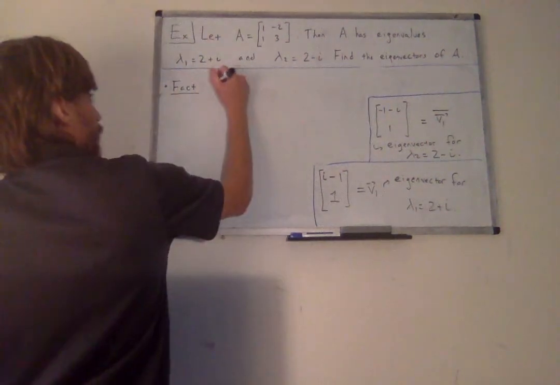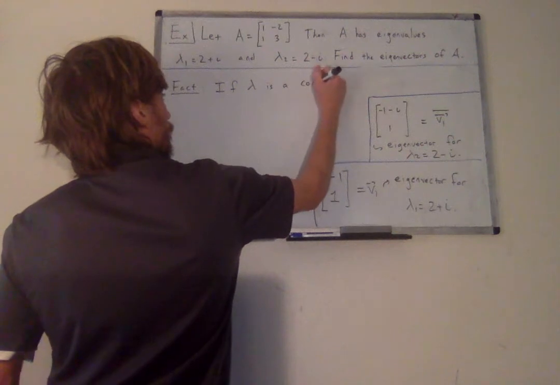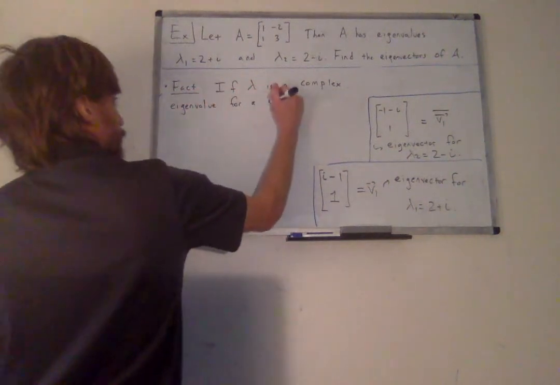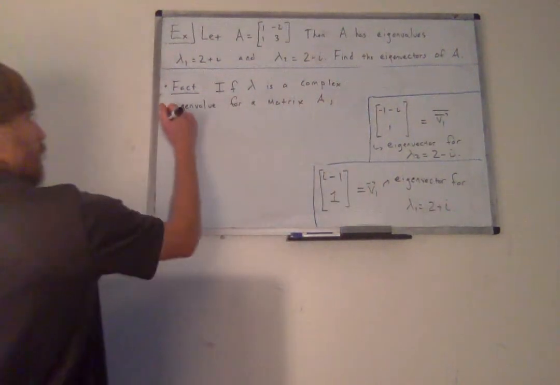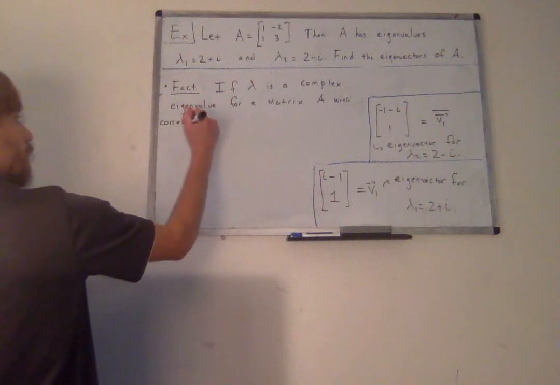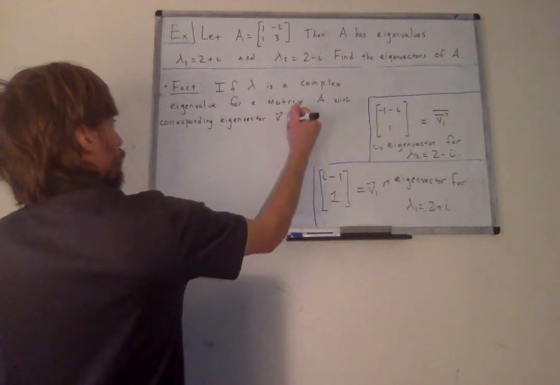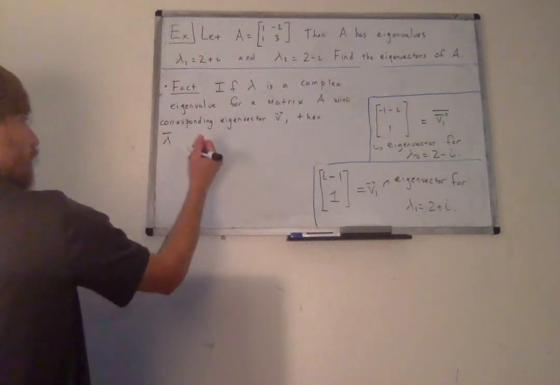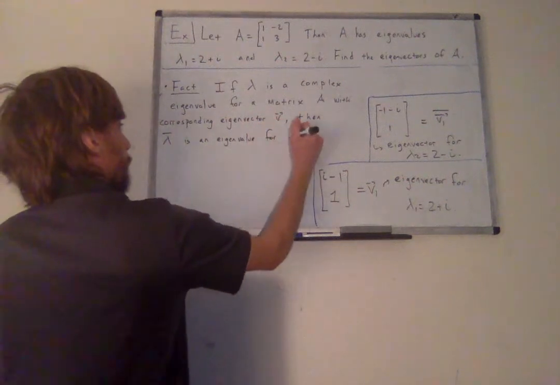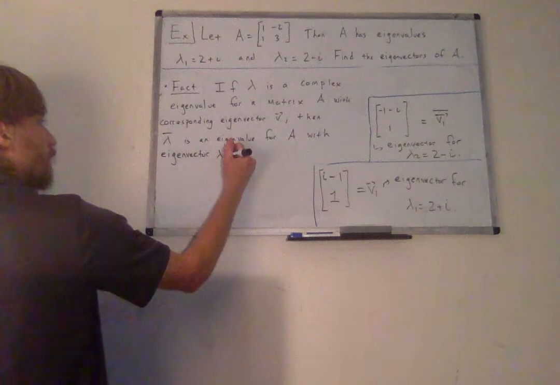But this also shows that if lambda is an eigenvalue, or we'll say a complex eigenvalue, for matrix A, and we'll say with corresponding eigenvector v, then lambda bar, the conjugate of lambda, is an eigenvalue for A with eigenvector v bar.